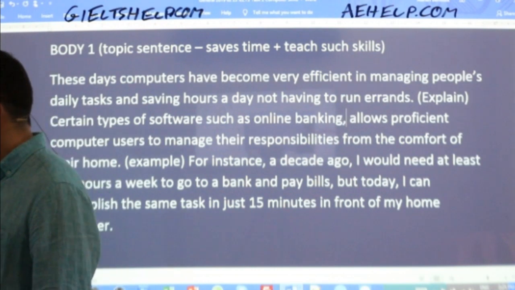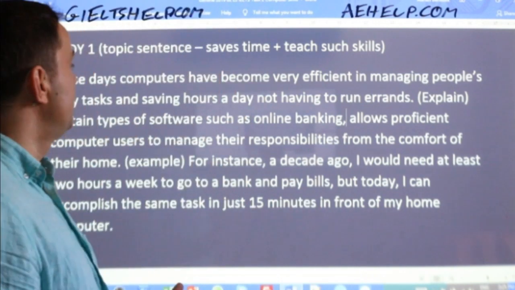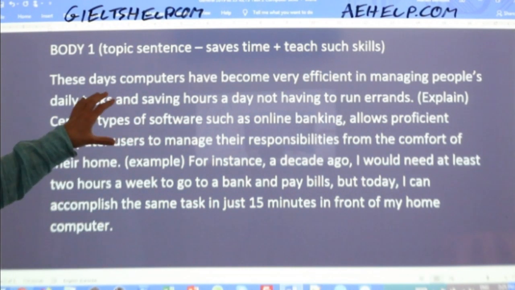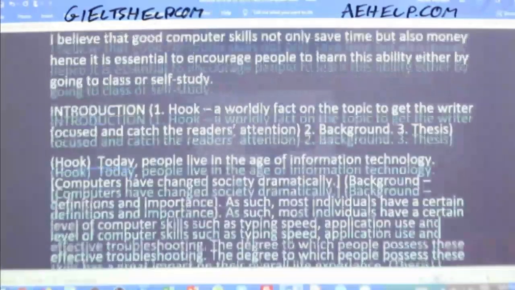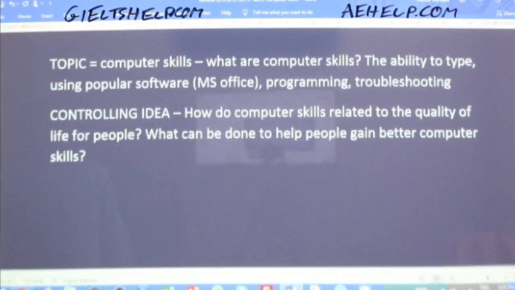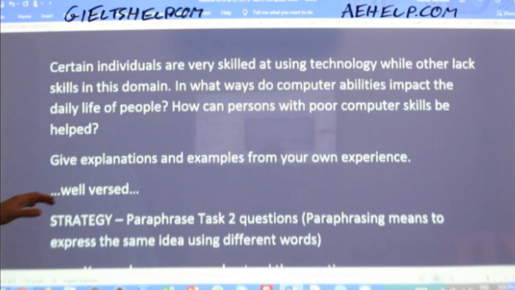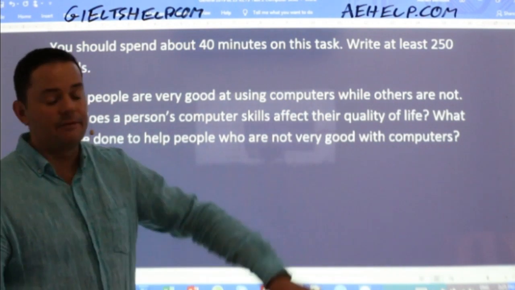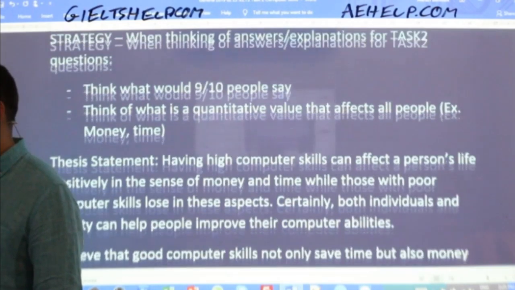So that's an explanation and an example. All right, that's how it flows. Am I done at this point? No, I'm not, because it's absolutely important to answer all parts of the question. Remember, the original question was, how can persons with poor computer skills be helped? In fact, the original question's up here: what can be done to help people who are not very good with computers? So right now, I can answer that question here.